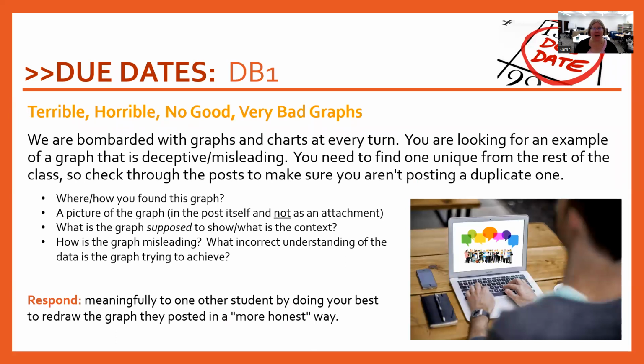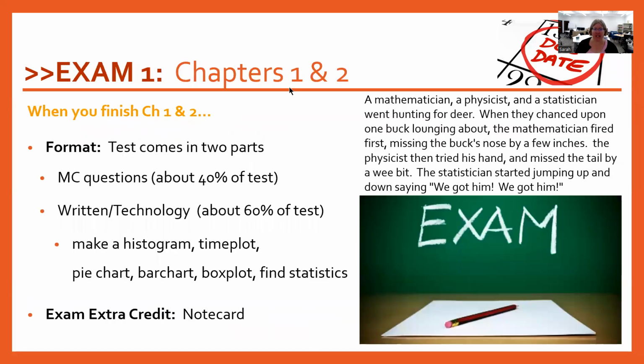And then once all of that is done, you'll be ready for your first exam. So exam 1 covers chapters 1 and 2. And the test comes in 2 parts. So there is a multiple choice question part. It's probably about 40% of the test. It's maybe 20 to 30 questions. They're fairly straightforward. So it shouldn't be anything that is any more difficult than what you saw in the homework. Certainly not more difficult than the quiz. The quiz is definitely harder than the exam.